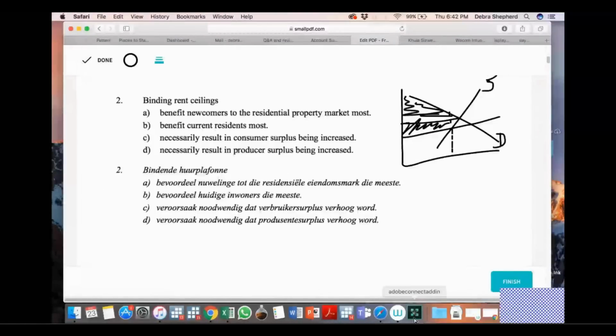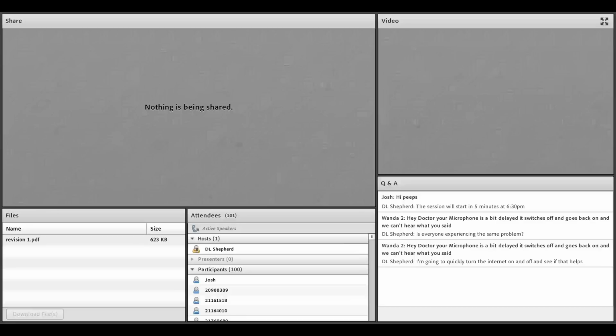Okay, Vitomi, you have a question. So Tori asked, I thought with the price ceiling a deadweight loss arises, so then why does consumer surplus increase?